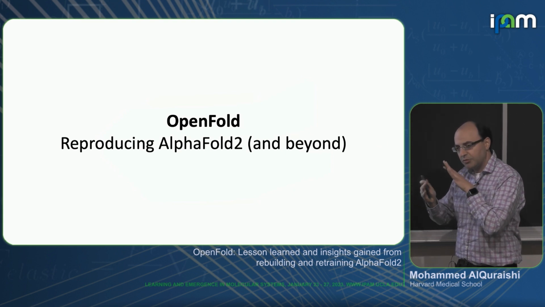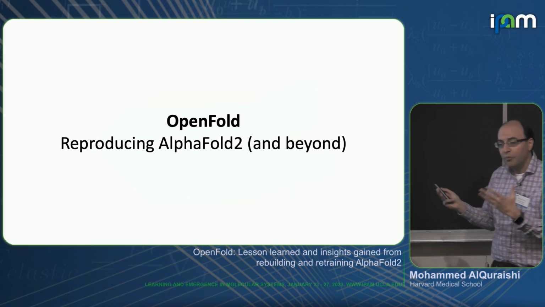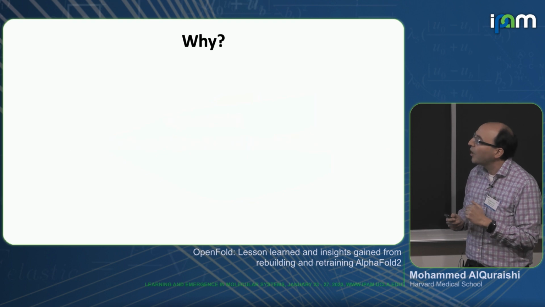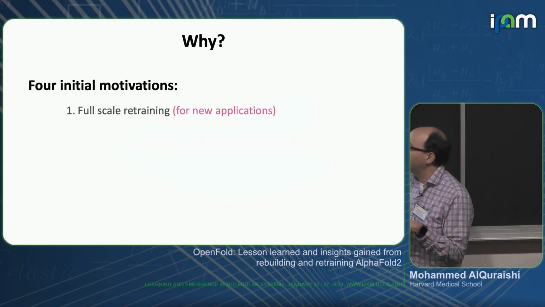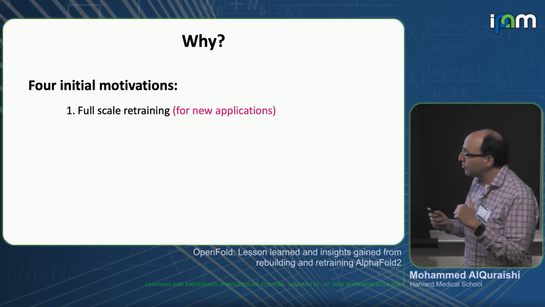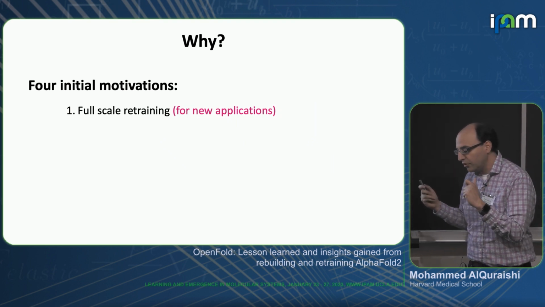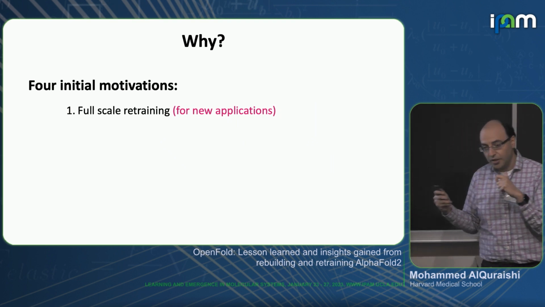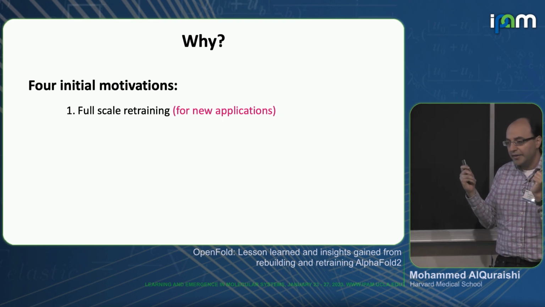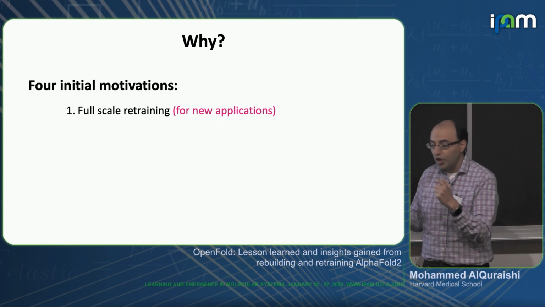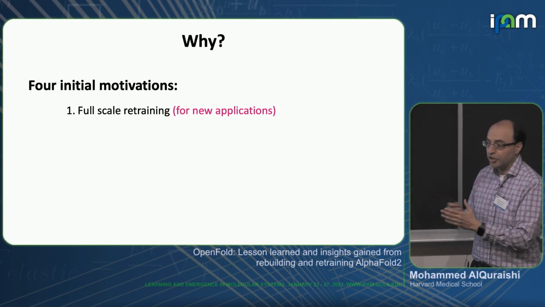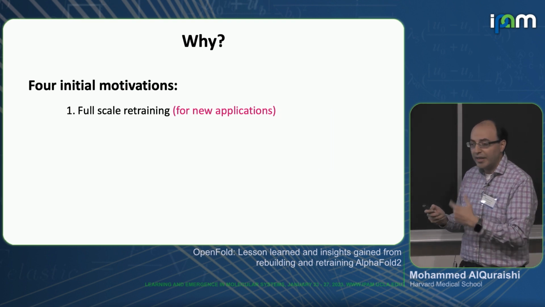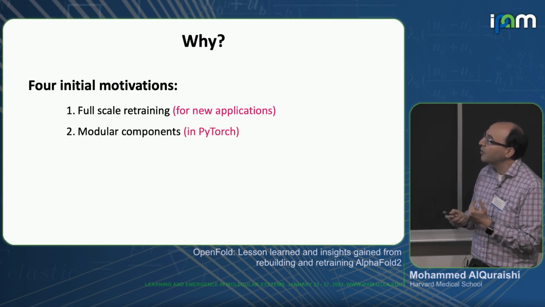So now let me explain a little bit as to why we did this OpenFold effort and what we've learned from it. So we started out with, I would say, four initial motivations that really drove the work. First was full-scale retraining. So AlphaFold, or rather DeepMind, when they released the code base for AlphaFold, did not include the training code, right? So you couldn't just take the model or the code base and start from scratch and train a fresh new model. And I'll mention why that's relevant or important in a moment.